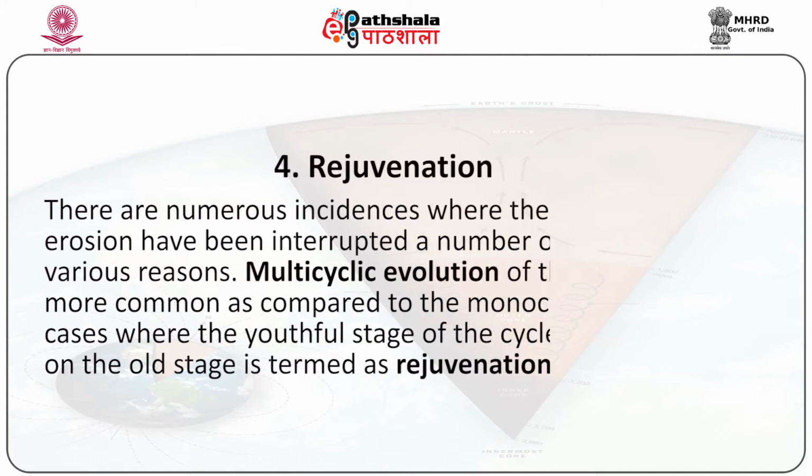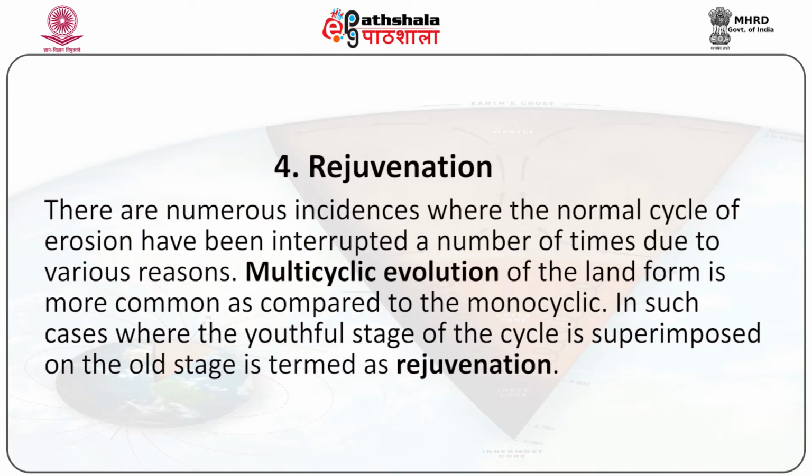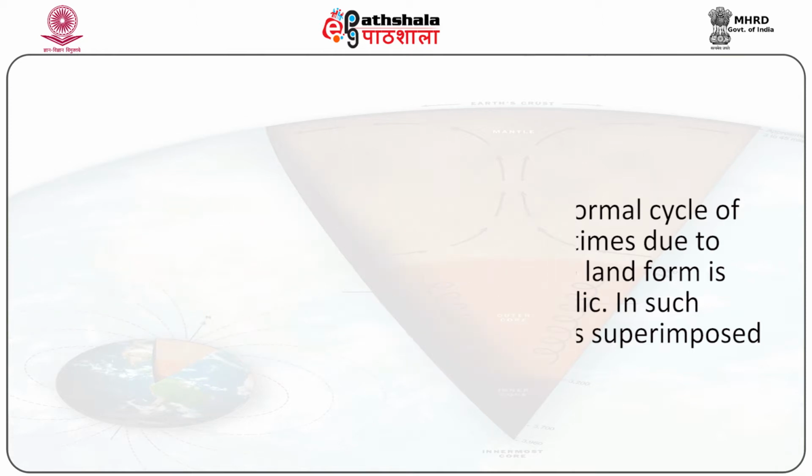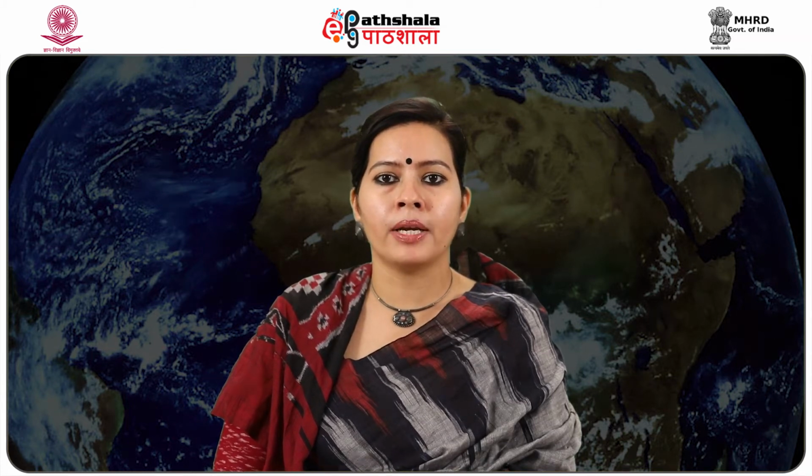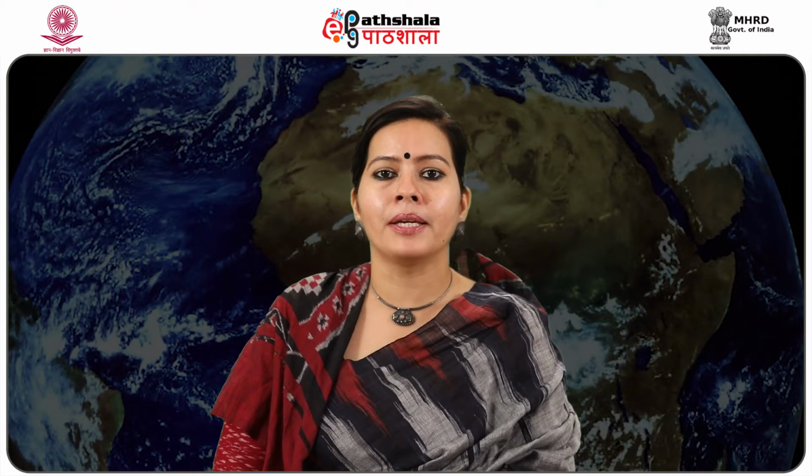There are numerous incidences where the normal cycle of erosion has been interrupted a number of times due to various reasons. Multicyclic evolution of the landform is more common as compared to the monocyclic. In such cases, where the youthful stage of the cycle is superimposed on the old stage, it is termed as rejuvenation. It is therefore very rare that the landform development in a cycle is ever complete.